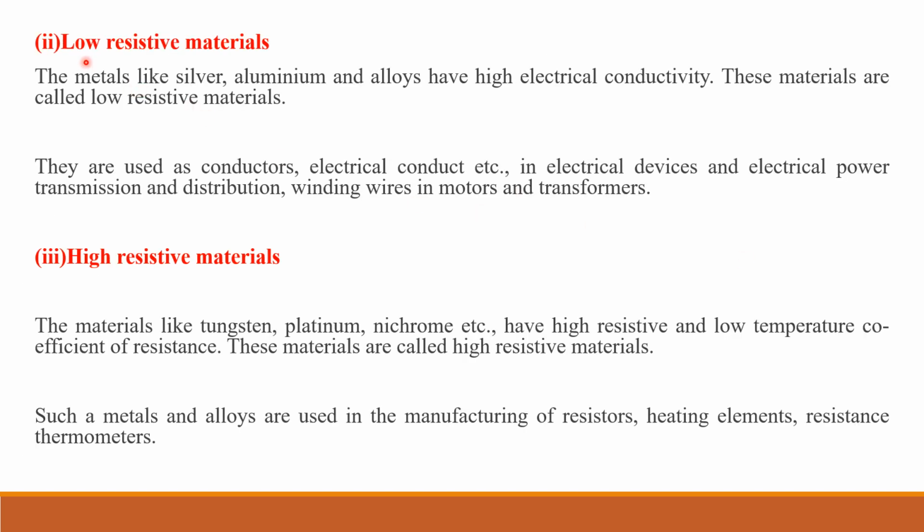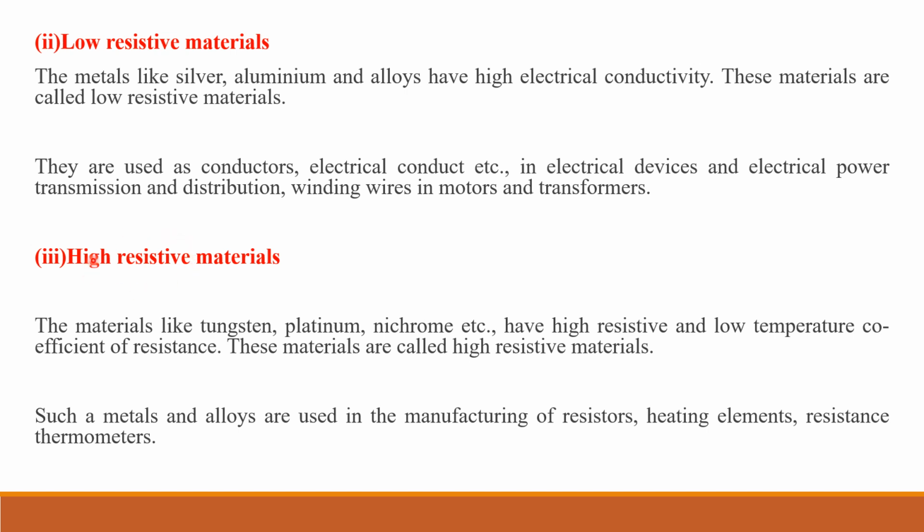Then comes this low resistive materials. Examples are this silver, aluminum and their alloys. Most of the metals are coming under this category. They have a high electrical conductivity. And they are used as conductors, electrical devices, electrical power transmission and distribution, winding wires in motors, transformers, etc.